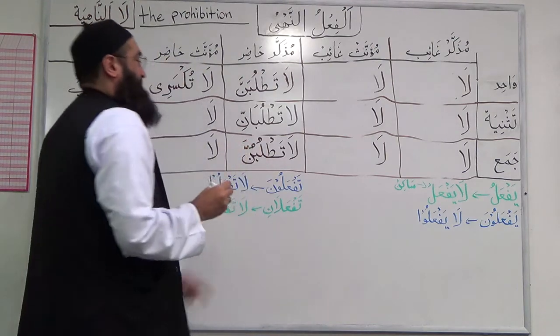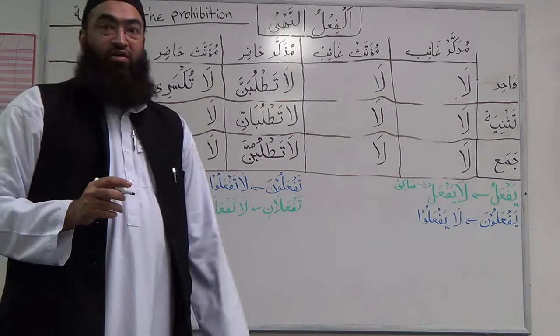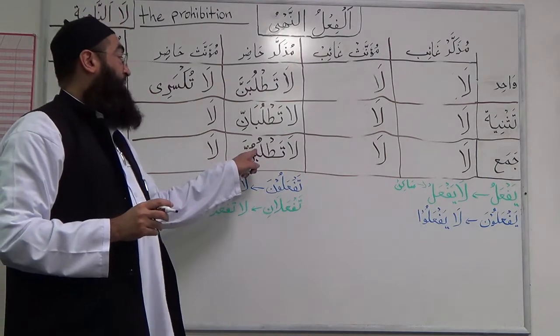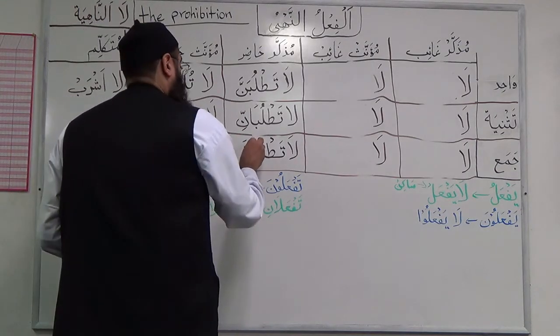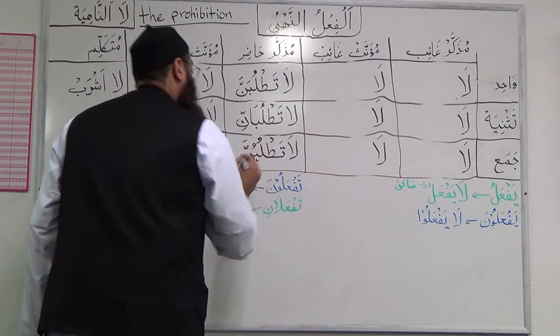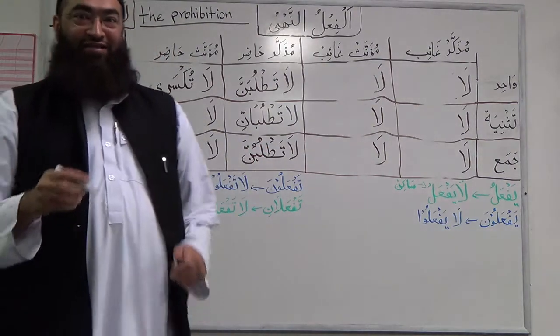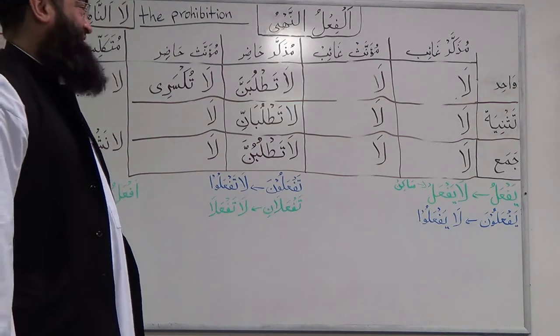Some were very close, but that's it. La tatlubunna. So you don't take the wa? The wow, where's it go? The dhamma replaces the wow, so we know it's a jam. It's a jama. But the other ones has the alif. So that you will find in the last couple classes. Okay. Somebody wasn't here in the last couple classes.